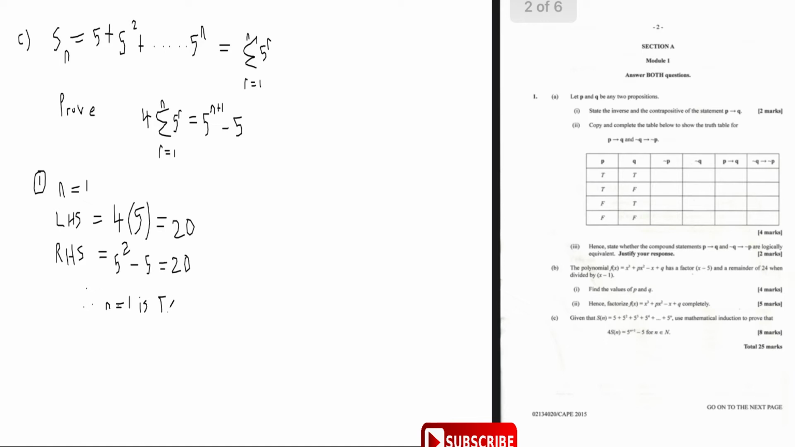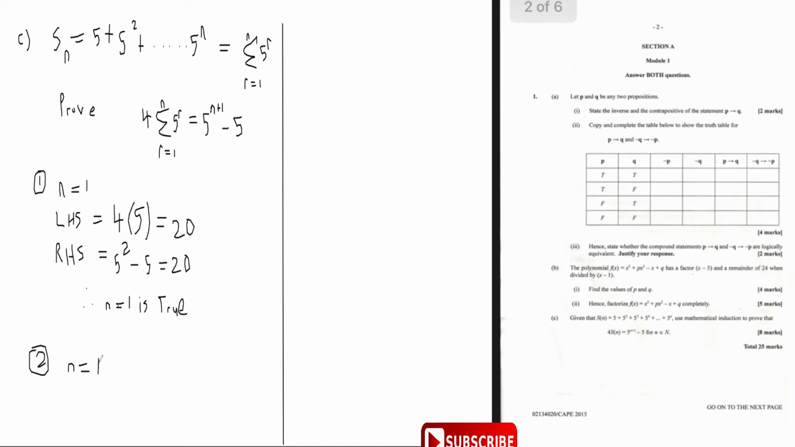So now what we need to do is assume n equal k is true. That is step 2. Assume n equal k is true. So let me split right here. We're going to do step 3 over there. So step 2, assume n equal k is true. So let n equal k.